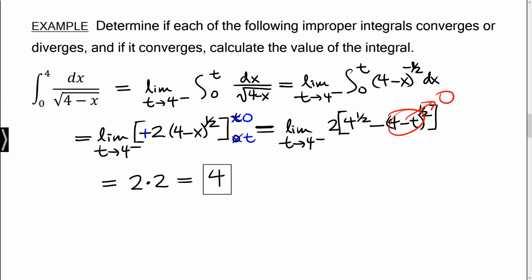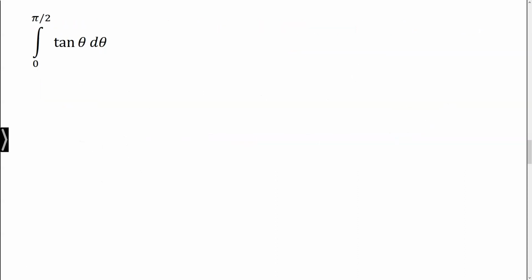Okay, let's look at our next example. Our next example is going to involve a trig function. What is the integral of tangent from 0 to pi over 2? Again, make sure that you understand why this is an improper integral. It's because if you think about the graph of tangent, it has vertical asymptotes at plus and minus pi over 2. So from 0 to pi over 2, it shoots up like this. We're asking basically, what is the area of this region right here?